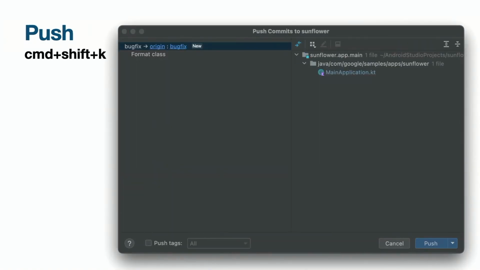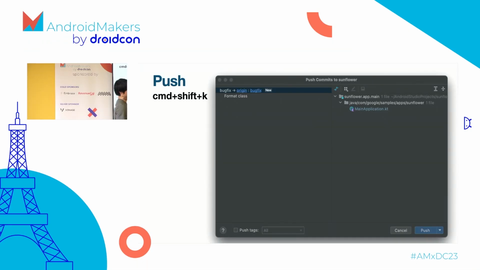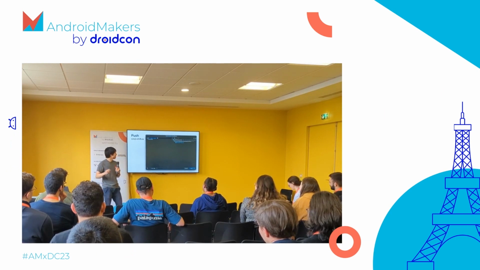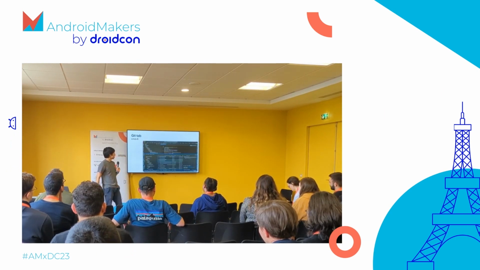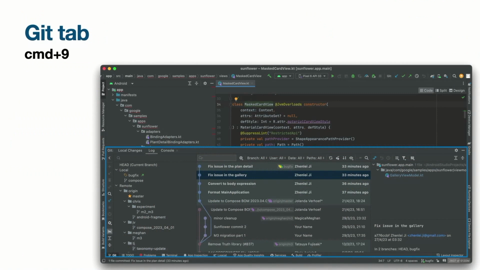So the next one is the push. If you want something more special, just add Shift. Command Shift K. So it does the push. Similar to commit, but it goes to the remote repository. So you can change the name of the branch, and you can do the push. If you click on this button here, next to it, it will show push force. And then there is the Git tab, Command 9. Maybe 9 is like a G upside down, I don't know. But find a way to remember the shortcut.